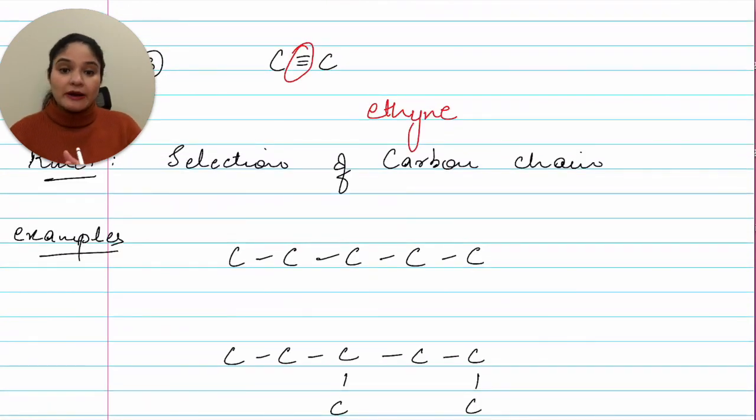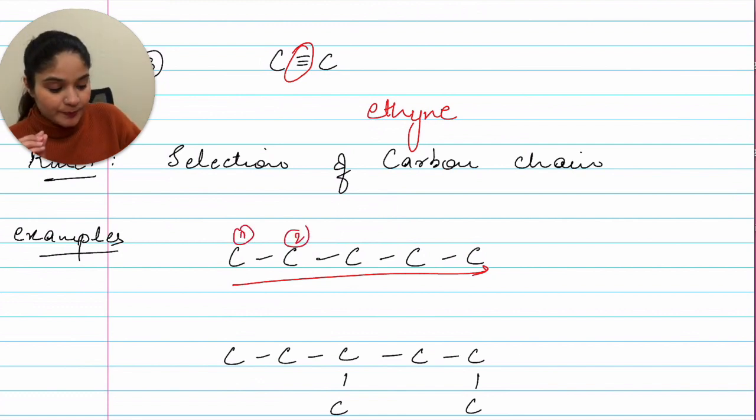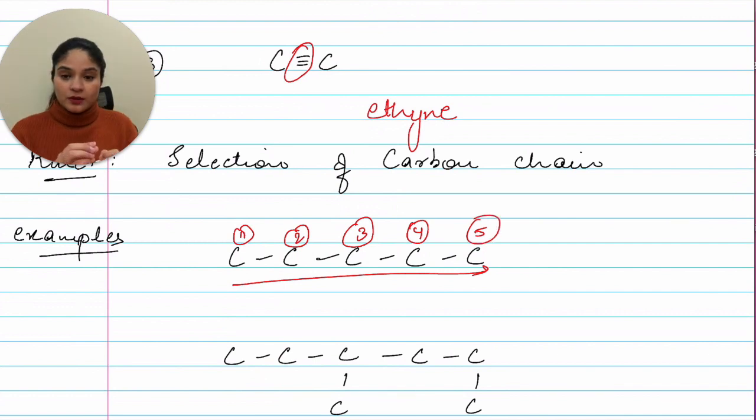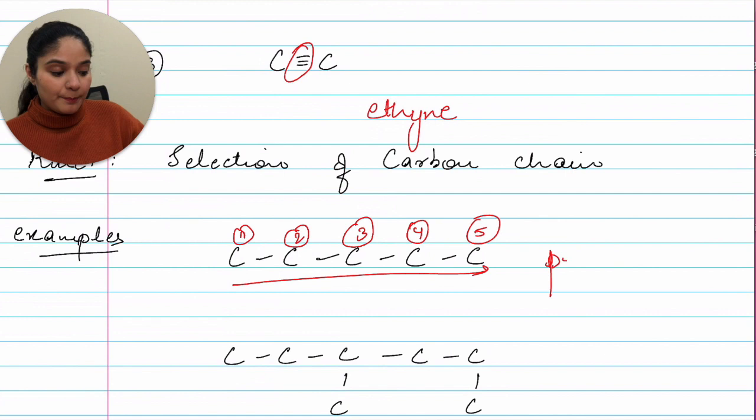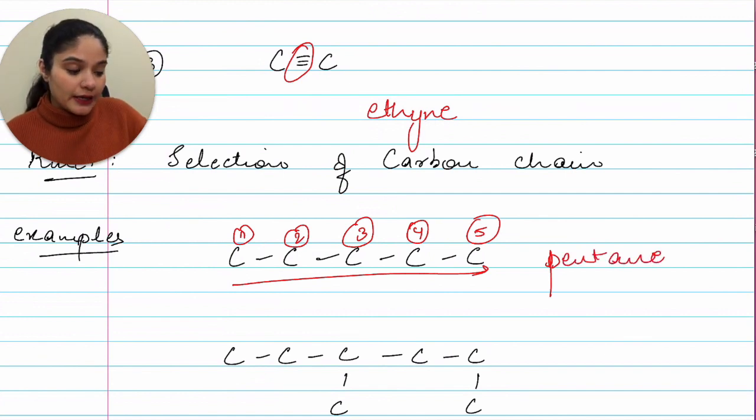Once you have identified the longest chain, that okay, this is my longest chain, then you start numbering it. So 1, 2, 3, 4, 5. This gives you the root word. 5 will give you pent. All single bonds will give you ane.